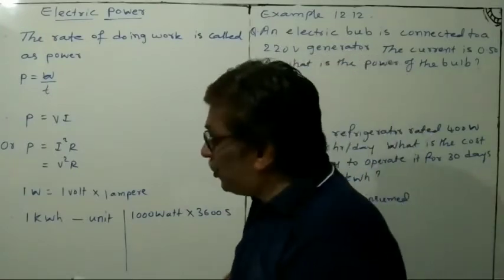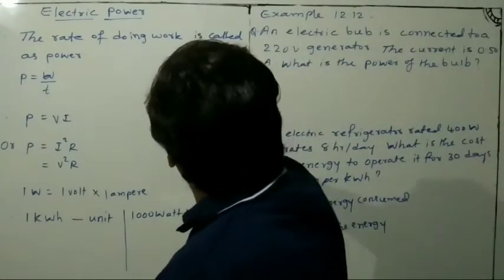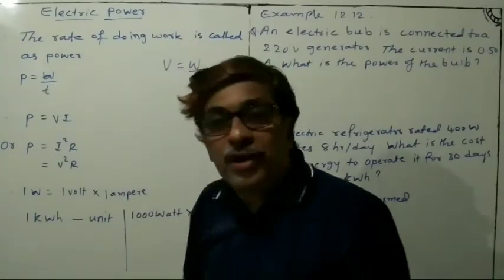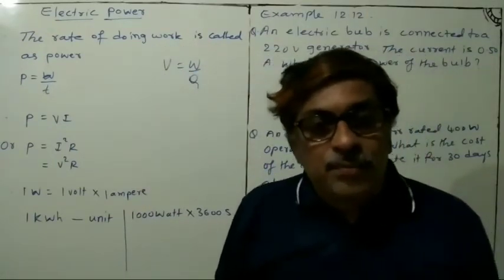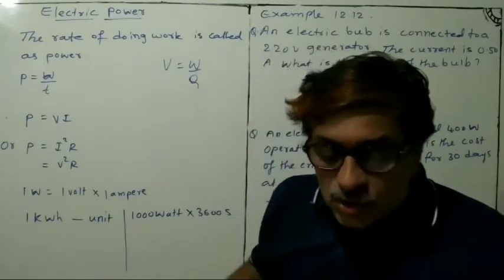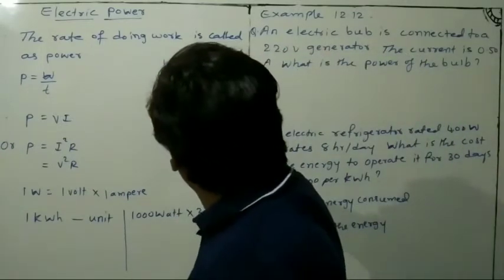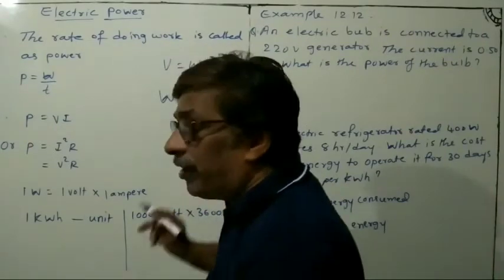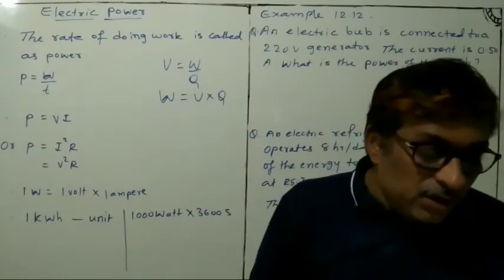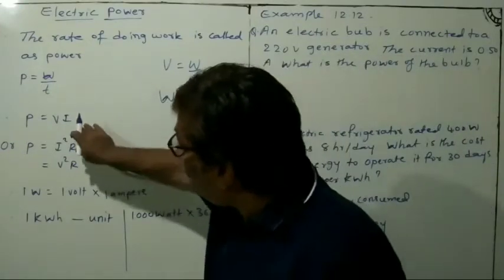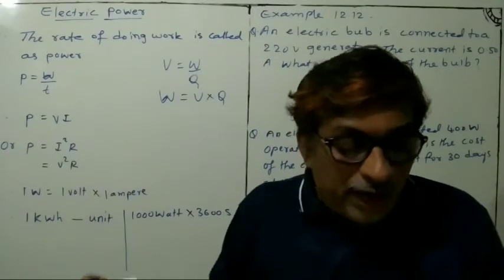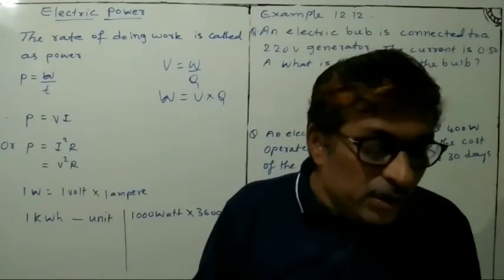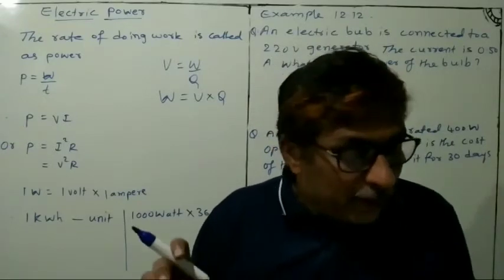We know that V is equal to W upon Q, which we learned last time. Therefore, W is equal to V into Q. So you can write it like this, V into Q. The rate at which electrical energy is consumed in an electric circuit is also termed electric power.